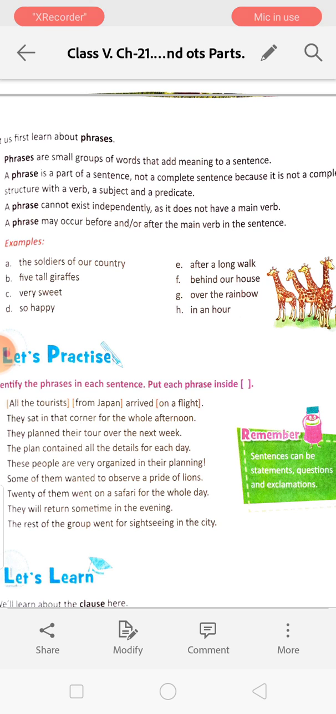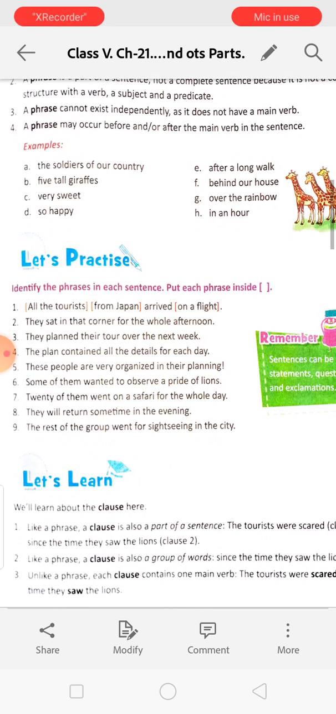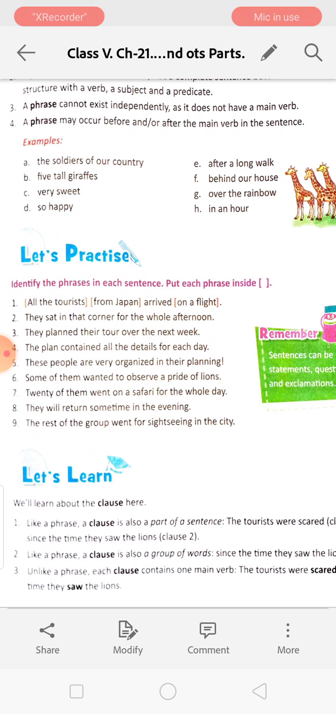A phrase may occur before and/or after the main verb in the sentence. Here are some examples: the soldiers of our country, five tall giraffes, very sweet, so happy, after a long walk, behind our house, over the rainbow, in an hour. Identify the phrases in the sentence. Put each phrase inside brackets.